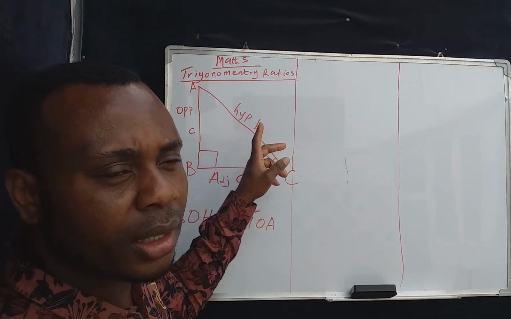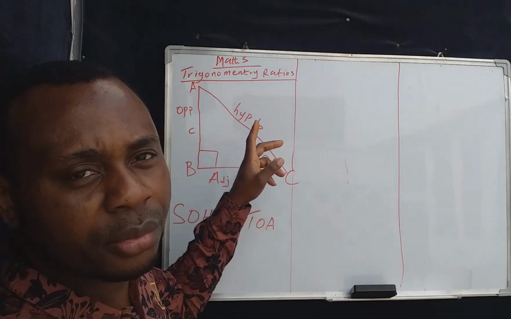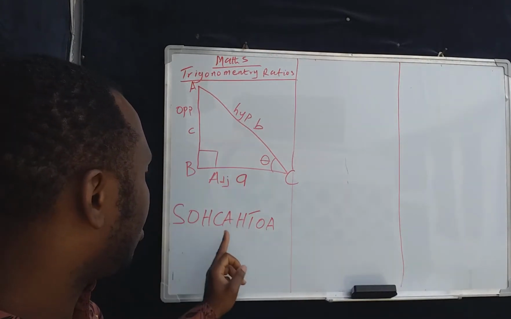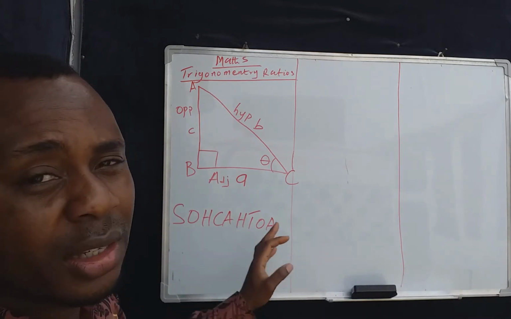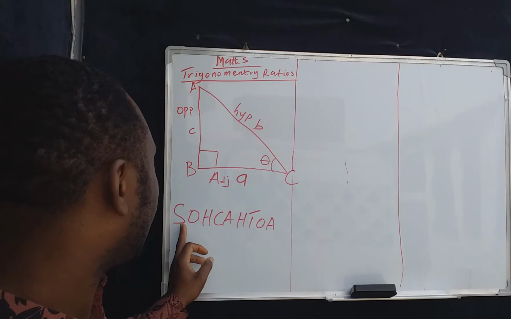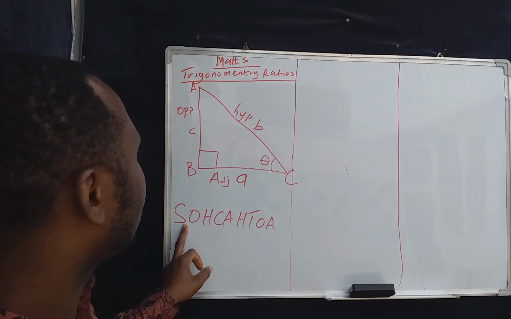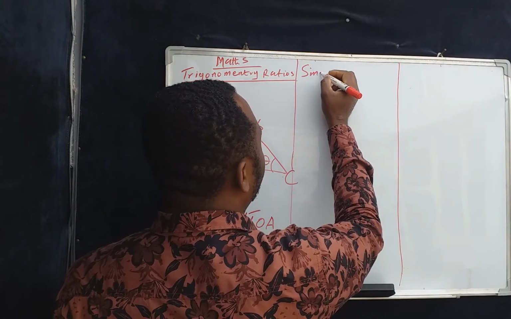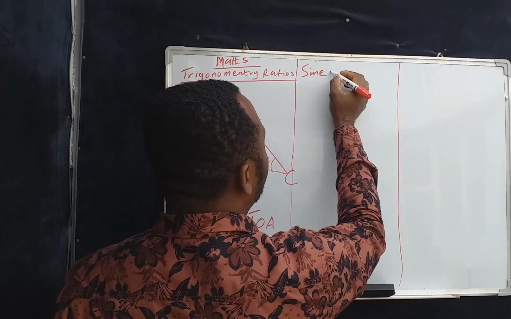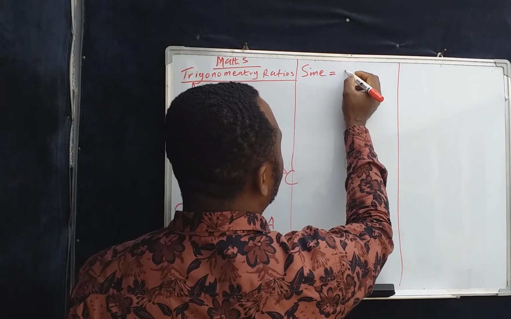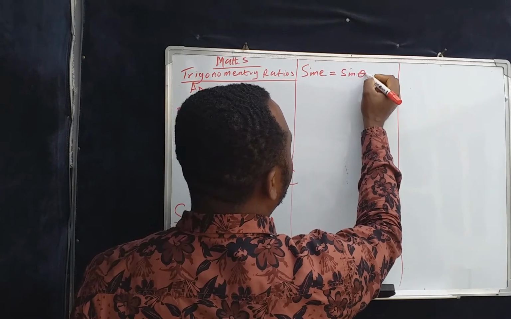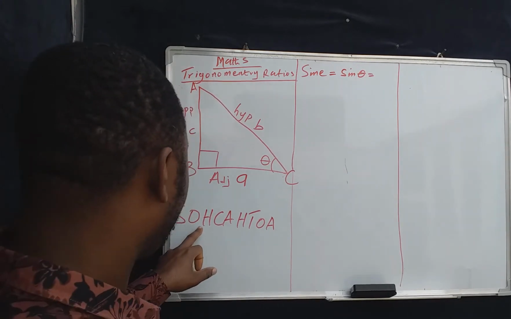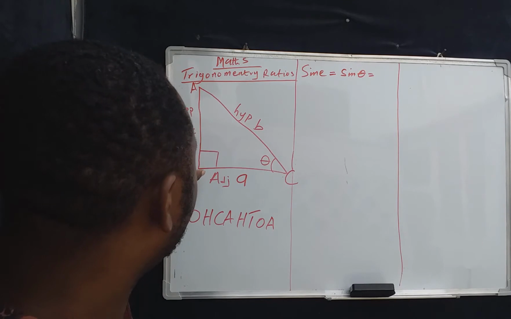Remember when we did the Pythagoras theorem? So now listen, let's go. Now when you want to do anything on this, remember SOHCAHTOA is very important. Use it to make it easy for you. SOHCAHTOA. Now sine theta, short form sine theta equal to, now look at this place, opposite over hypotenuse. That is opposite over hypotenuse.